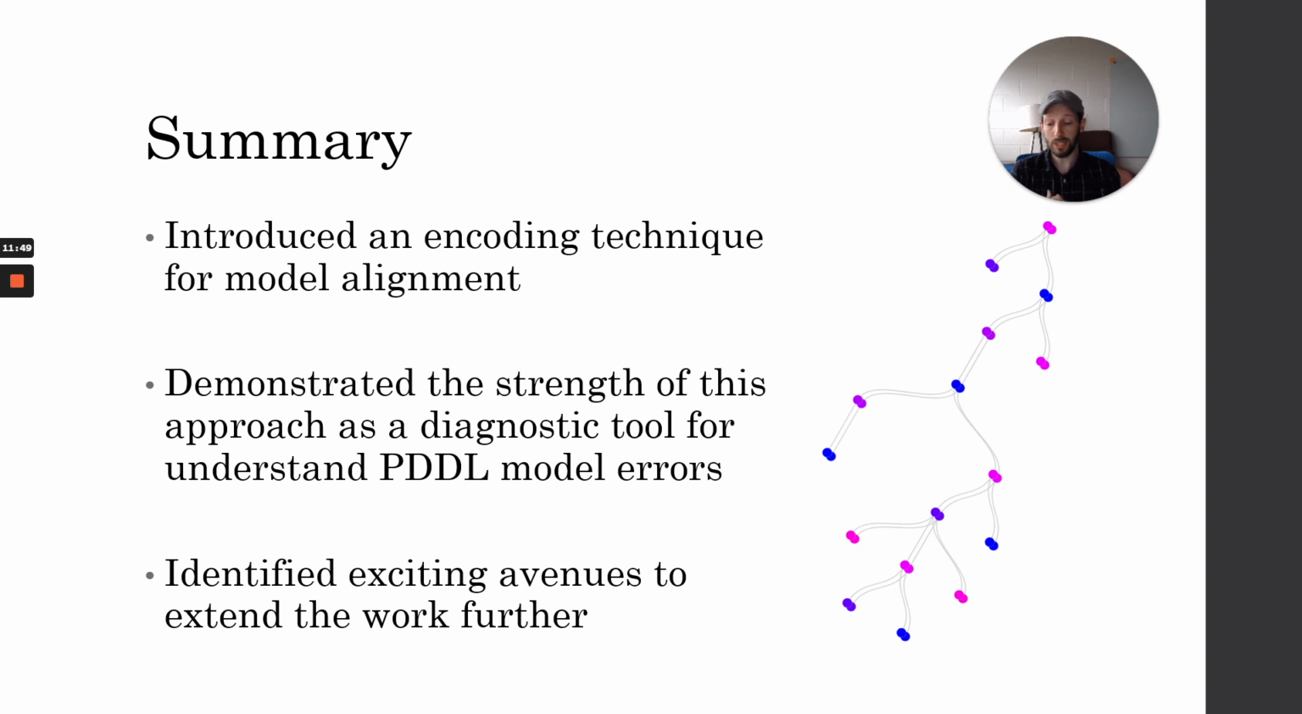So in summary, we've introduced a new encoding technique for model alignment, based on regular bisimulation. We demonstrated the strength of this as a very useful diagnostic tool for grading PDDL assignments, but also for aligning two domain theories. And we've identified a number of exciting avenues to take this further. It worked extremely well in this assignment for the AI course. We plan to package it up as a library that you could use off the shelf in your own courses or for your own model alignment.